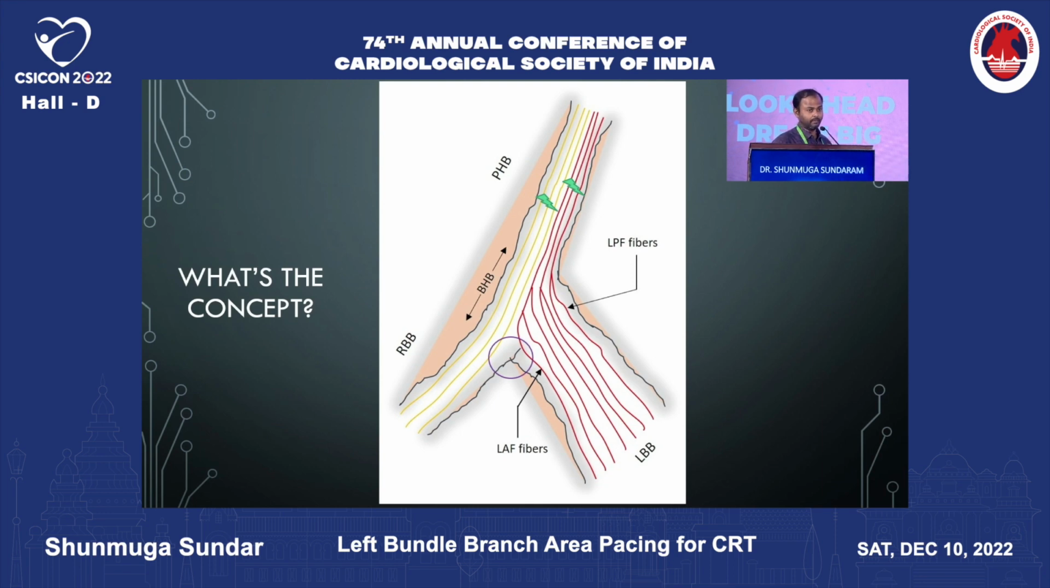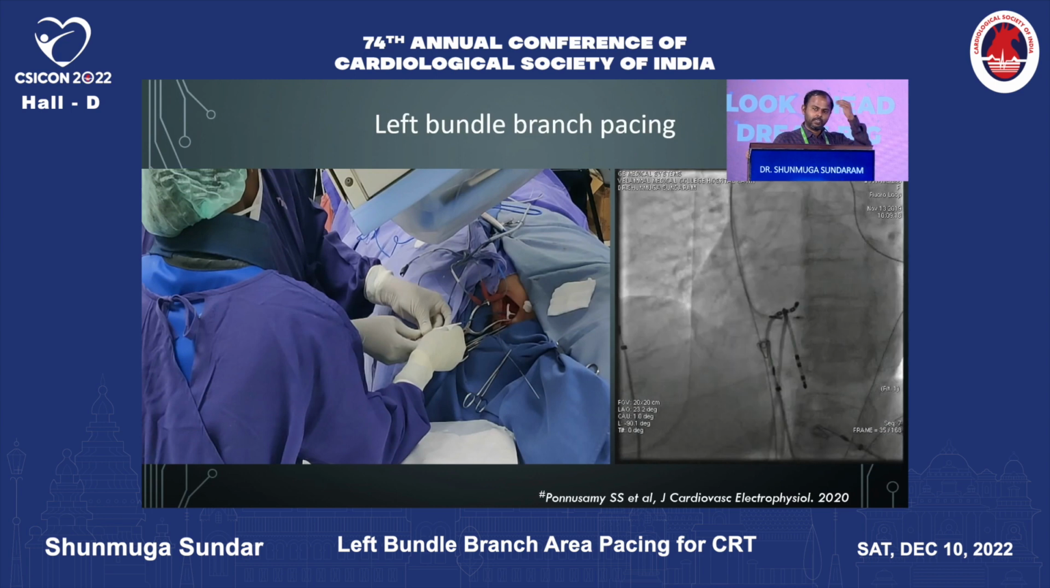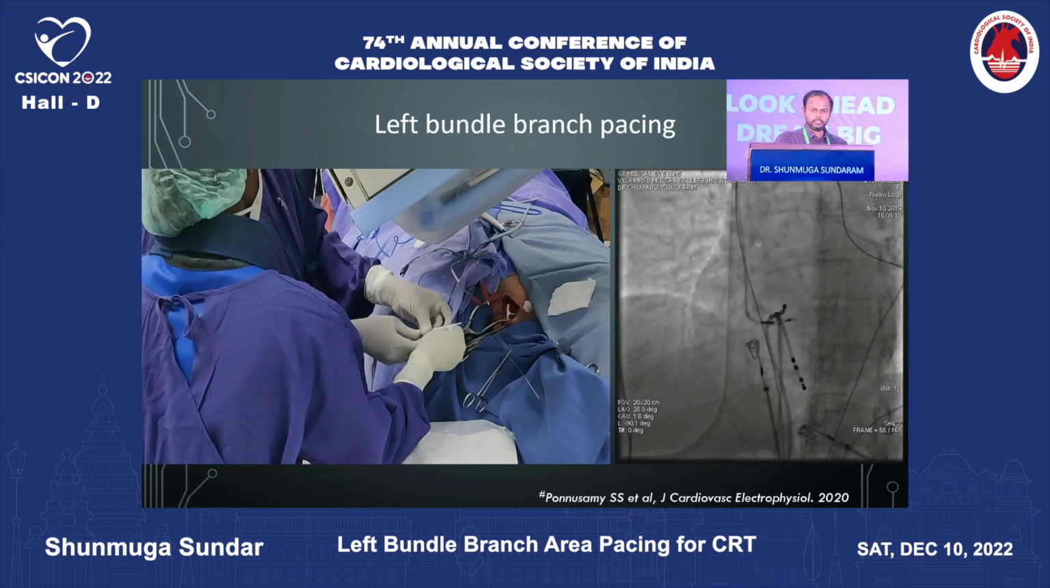So associated with LV dysfunction, if you deploy the lead just distal to the site of block, either in the distal His bundle or in the proximal left bundle, you are going to regenerate a normal appearing QRS because you are pacing just distal to the site of block. That is going to resynchronize the ventricle in a much better way as compared to biv pacing. Of course, I'm not going to talk about the procedural aspect because we already discussed it a couple of days back.